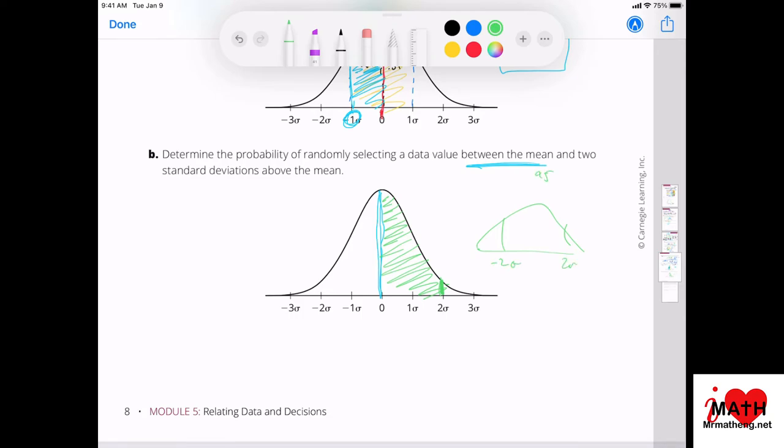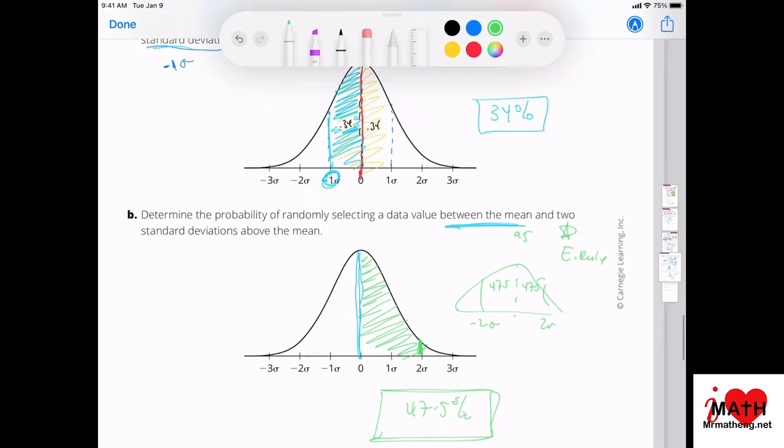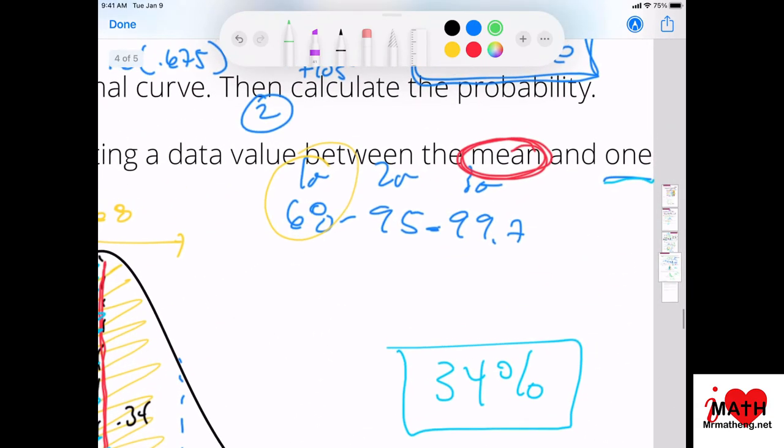That would be 95. And if you divide 95 in half, you will get 47.5. So 47.5% is your answer. Again, how did I get that? This green idea comes from the empirical rule, which is right there.